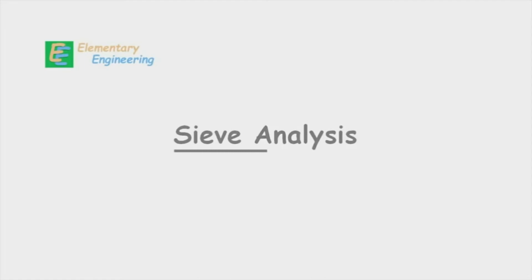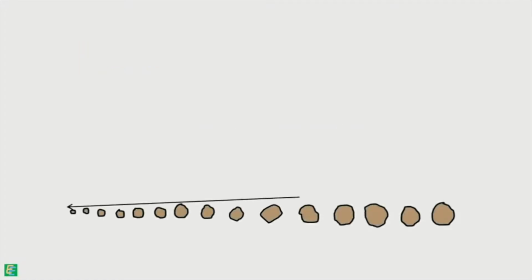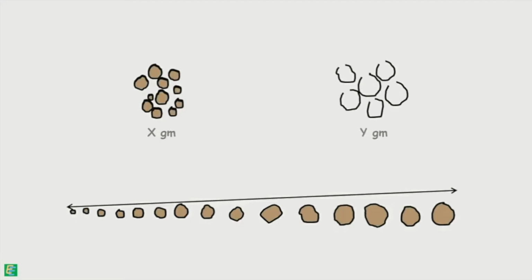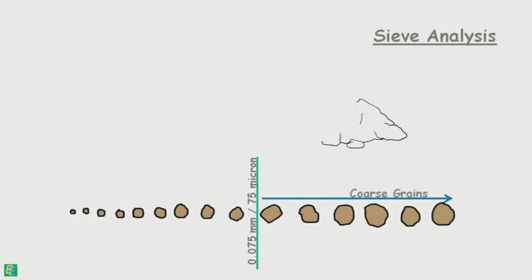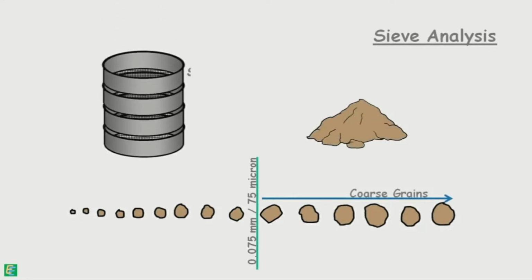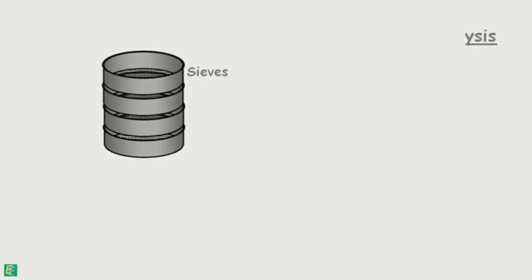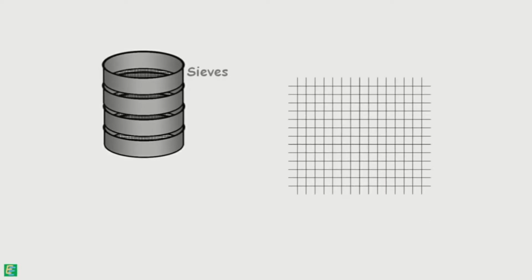Now again, as what we have mentioned, sieve analysis is the method of particle size analysis, using which we determine the amount of particles of different sizes present in the soil sample. Sieve analysis is done for coarse-grained soils, and in this method, soil is sieved through a set of sieves. Sieves are wire screens having square openings.